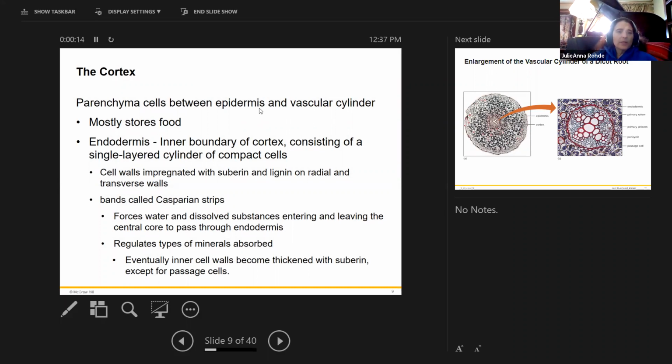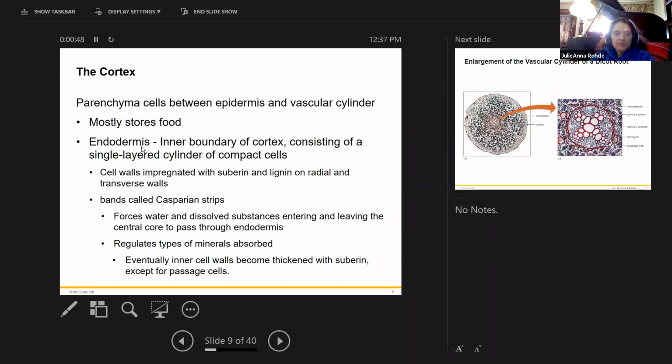Okay, so the cortex, I mentioned that word a while ago, but we really haven't talked about it yet. So here's our place to talk about it. The cortex is made up of parenchyma cells that exist between the epidermis, which is that outer single cell layer of plant skin, so to speak, and the vascular cylinder, which is going to be in the center, that's going to have the xylem and phloem in it. So depending on the size of the stem, you may have a lot of cortex, or you may not have much cortex at all. But what the cortex does is it's going to store food. These parenchyma cells are going to be food storage cells.